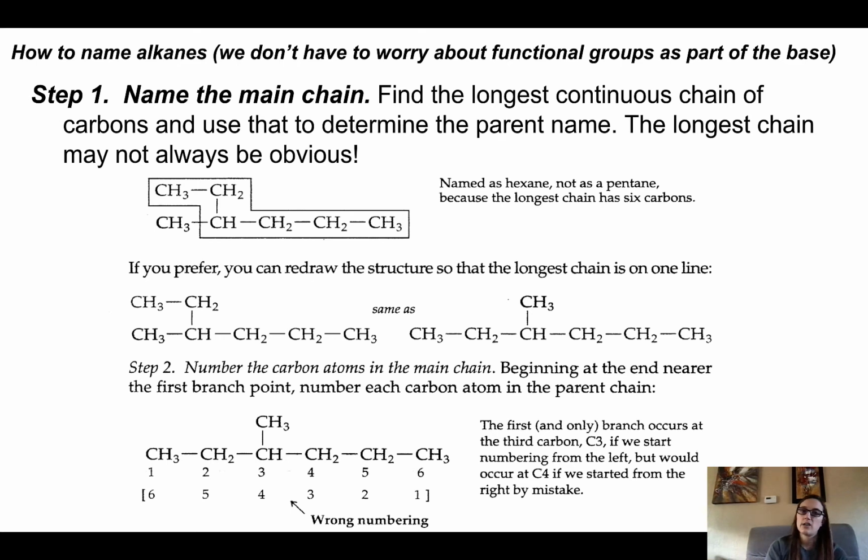So we just looked a lot at naming organic compounds in general. Let's look at how to name alkanes specifically. This means we don't have to worry about functional groups, right? We're focusing just on priority 5, which is alkanes. So step 1 is to name the main chain.